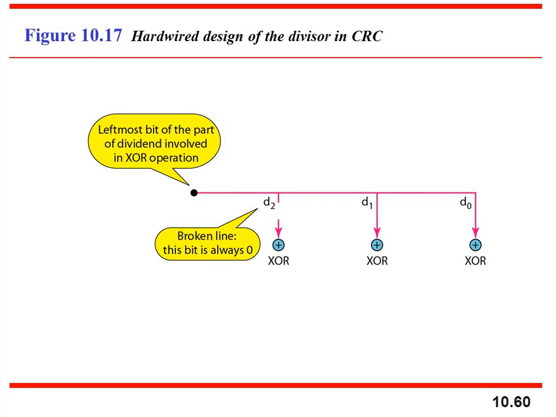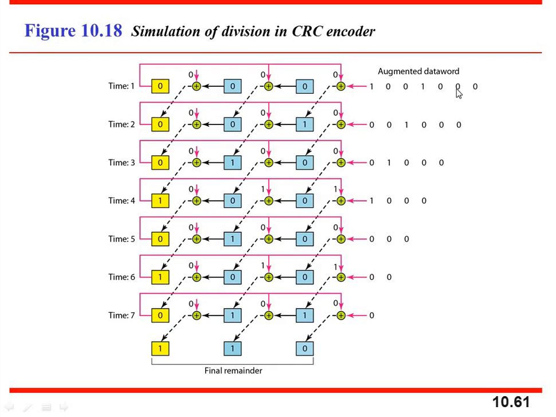There is another method. So this is actually the hardware technique, how the technique takes place. The leftmost bit is part of the dividend, the XOR operation is taken, and you perform the XOR operation, and this is how the augmented data word is generated. And this is the remainder. You can see that 1 plus 0 is 1, 1 plus 0 is 1, 0 plus 0 is 0. So this is the final remainder, and that remainder gets added. So this is how you can generate a simulated output.